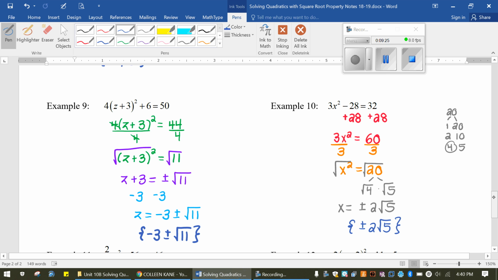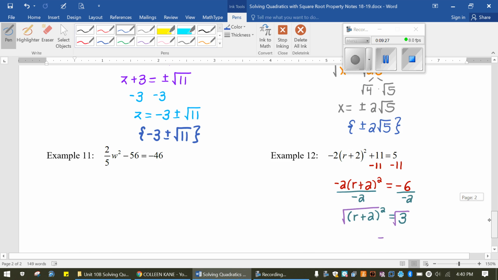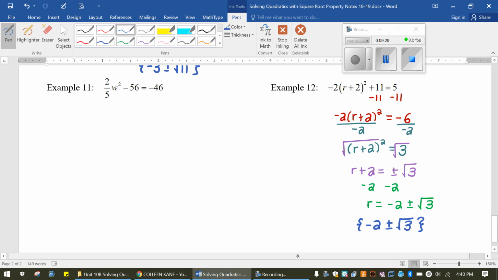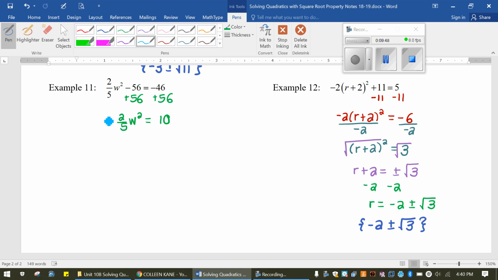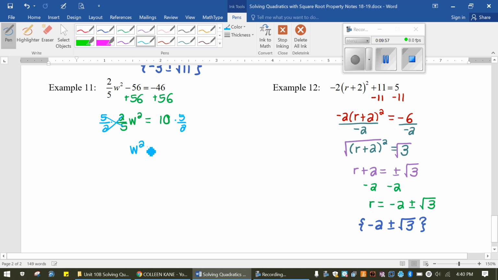Okay, that leaves just one problem left. Number 11. It's got a fraction, your favorite. Let's isolate this one. I'm going to add 56 to both sides. And we've got 2/5 w squared. Now to get rid of this fraction, what I'm going to do is multiply by the reciprocal. So that'll cancel these out and leave me with w squared.